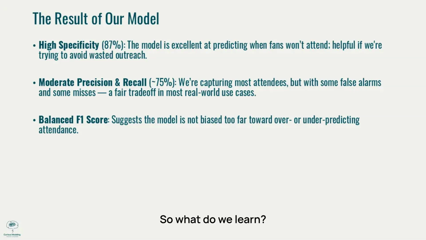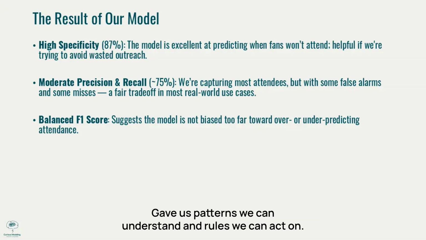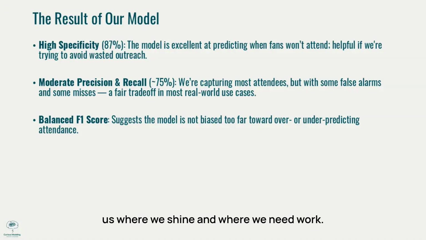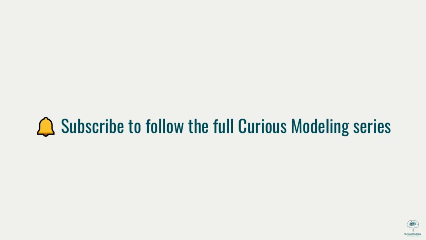So what do we learn? CHAID gives us more than just predictions. It gave us patterns we can understand and rules we can act on. The confusion matrix gave us our scoreboard, and KPIs like precision, recall, and F1 told us where we shine and where we need work. Whether you're a data analyst or just a curious strategist, remember this. It's not just about being accurate, it's about being insightful. And CHAID gives us both.